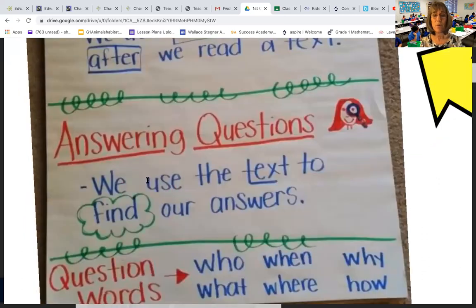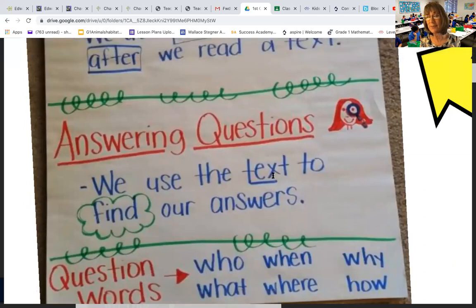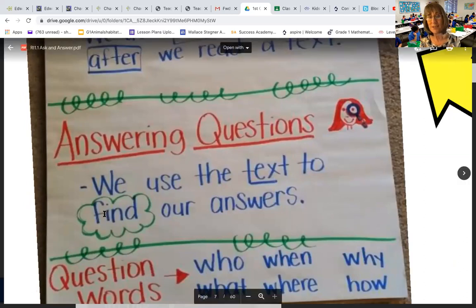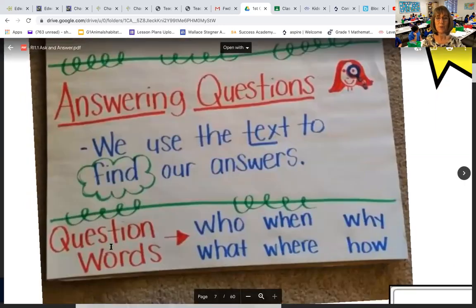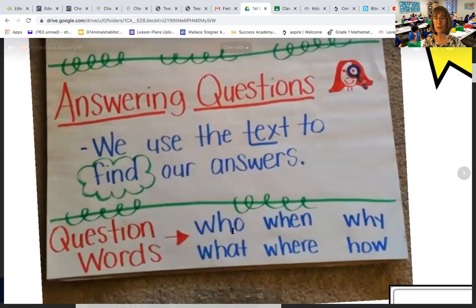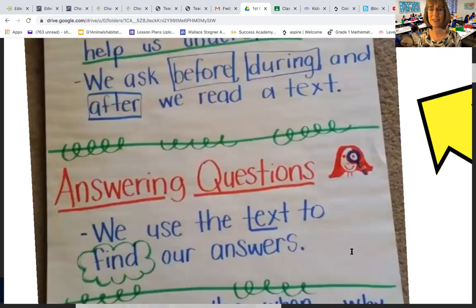Now, when we answer a question, answering questions, we use the text, the words, or pictures to find our answers. So we have to go back to the article, back to the book, whatever it was that we're reading, and that's where we find our answers. Here's some good question words. We can start our sentence with who, when, why, what, where, or how. Those are all good words to help us start asking questions.